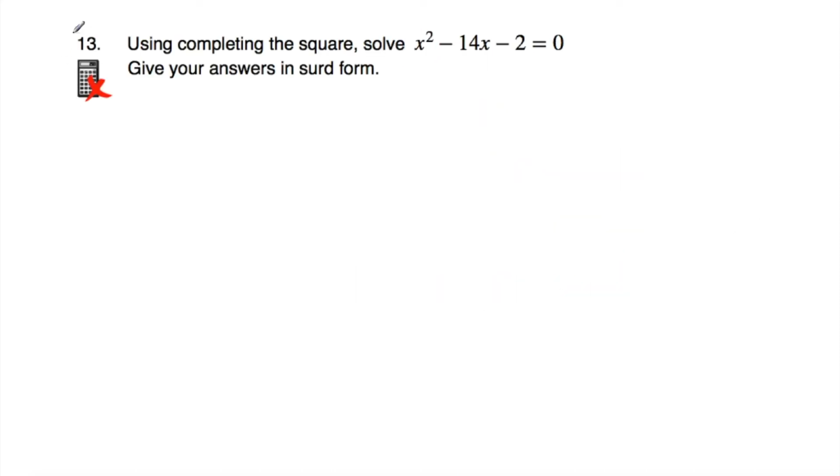Okay, let's have a look at our next question, question number 13. We've been asked to use completing the square to solve this quadratic. Now it equals 0, that's fantastic. So on the left hand side, we just need to do completing the square.